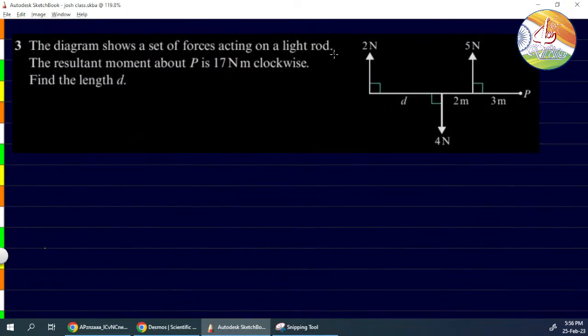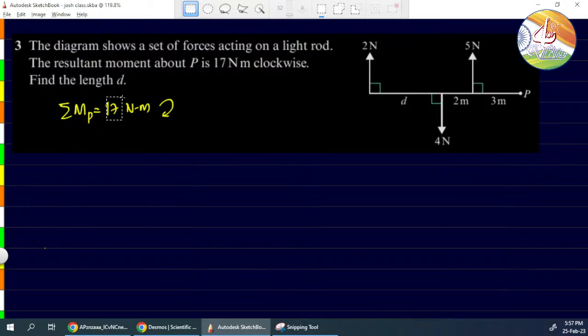The diagram shows a set of forces like this. The value of d is not known here, and that is what we need to find. The moment value has been given, so the sum of all the moments about P is 17 Newton meter. The resultant moment has been given, and this is clockwise. Clockwise means we have to take it as negative.